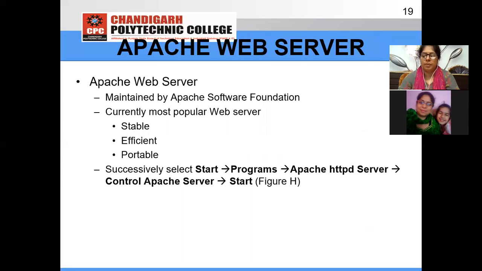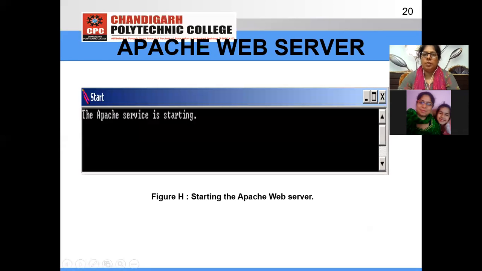One example of a web server is the Apache Web Server. Apache Web Server was founded by the Apache Foundation. It is the most currently used, most popular web server. It is stable and efficient. It is portable, and it is the most reliable web server which is currently used. When we log into the Apache Web Server, this is the window which will be shown as soon as we start the Apache Web Server.